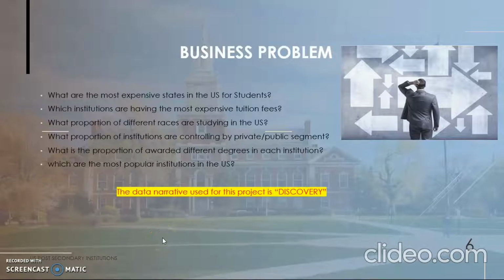An important part is identifying the business problem, which is as follows: What are the most expensive states in the US for students? Which institutions have the most expensive tuition fees? What proportion of different races are studying in the US? What proportion of institutions are controlled by the private or public sector? What is the proportion of different degrees awarded in each institution? Which are the most popular institutions in the US?